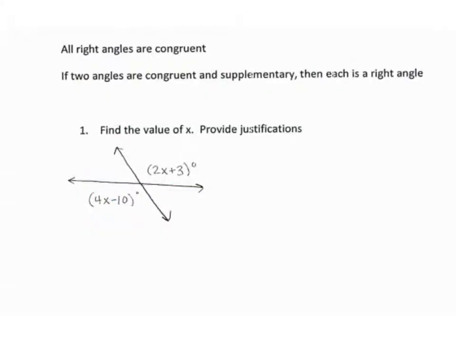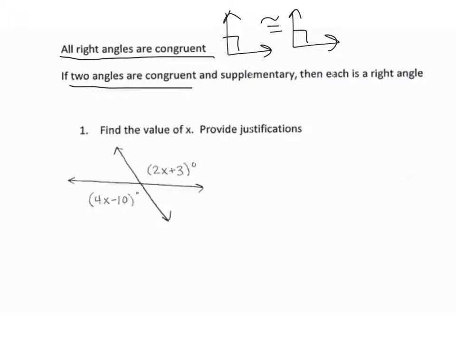A couple more things that don't have theorems for them, but all right angles are congruent. This makes sense. All 90-degree angles, right angles, are going to be congruent. These two angles are congruent. Also, if two angles are congruent and supplementary, the only way you can have two angles that are supplementary, so they make a line and add up to 180, and are congruent, is if they're 90s. It's the only way that you can do it.